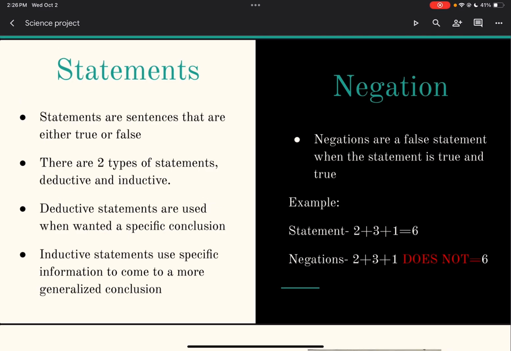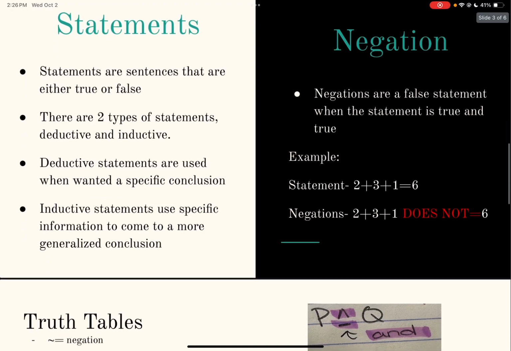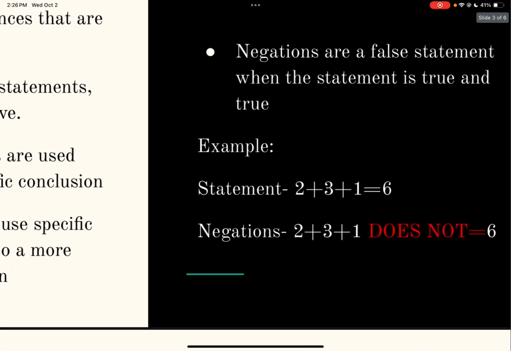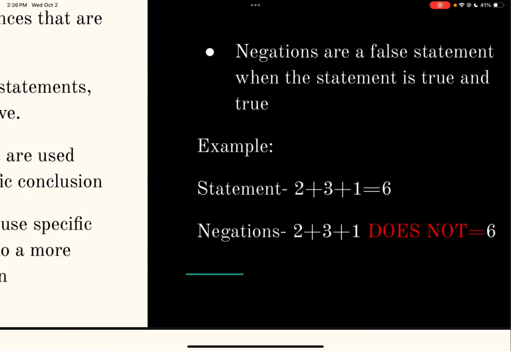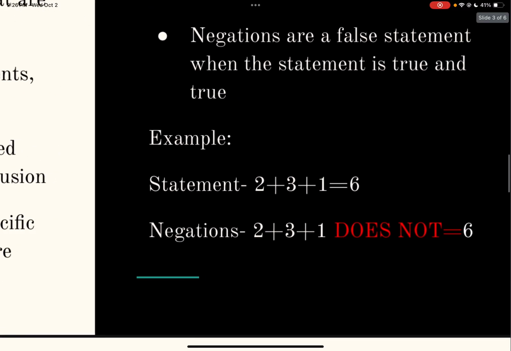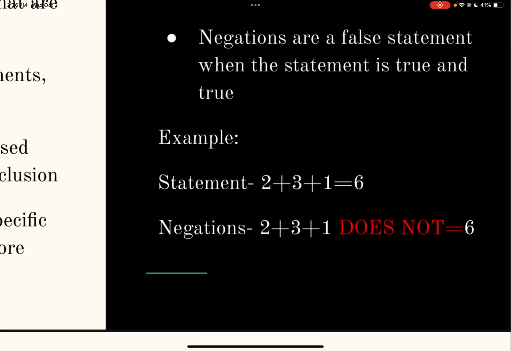Next, we're going to define negation. Negations are a false statement when the statement is true. So, for example, the statement that I put here is 2 plus 3 plus 1 equals 6, which we all know is of course true. So the negation for that would be 2 plus 3 plus 1 does not equal 6. So it will just be confirming that the statement is false if you're going to put the negation.